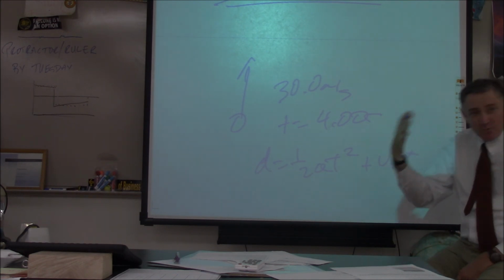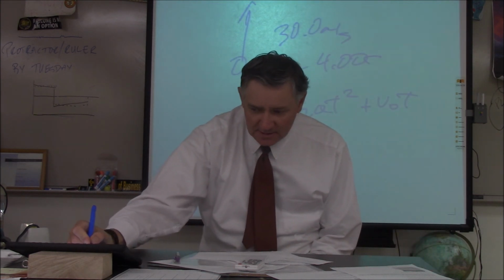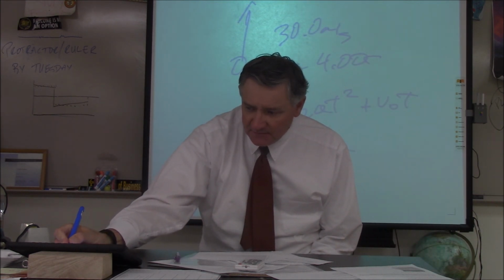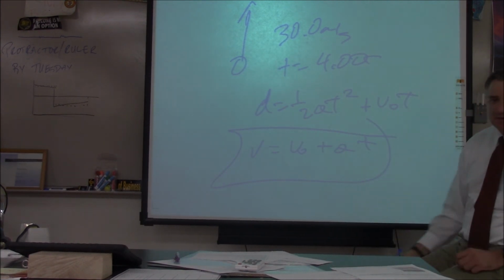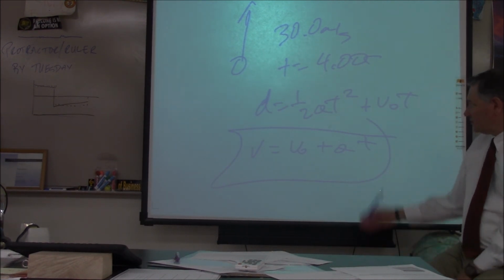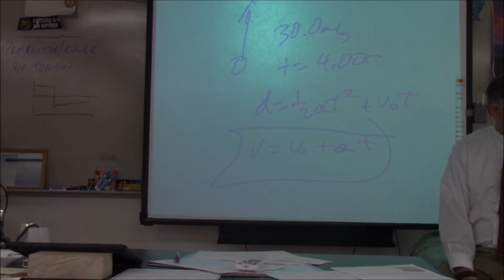And then if I say, hey, what is the final velocity? The only thing you can do is that slope intercept, v equals v naught plus at. That's it. There's no other way that you can solve that. Use this equation first, and then use that slope intercept. Okay?